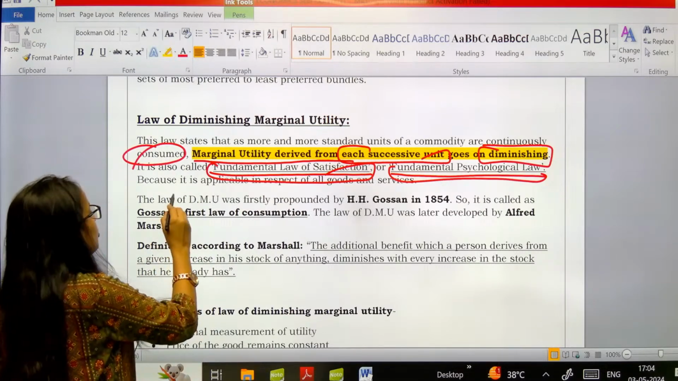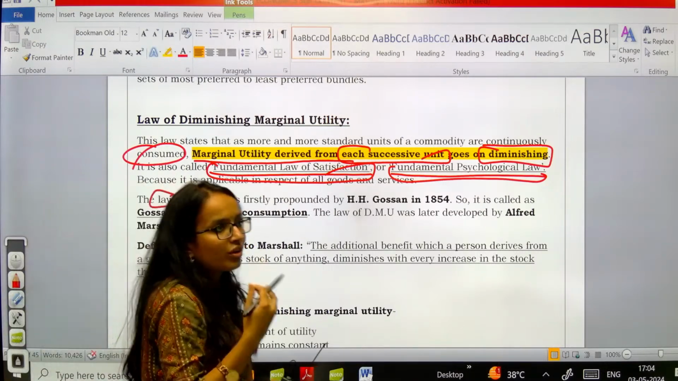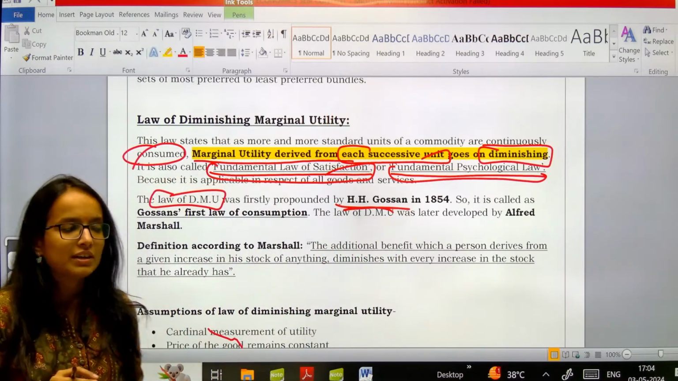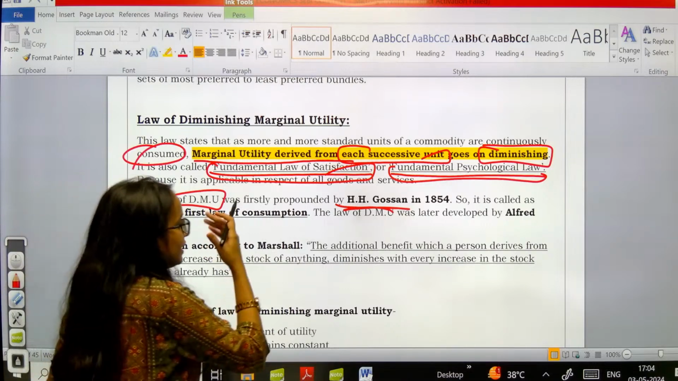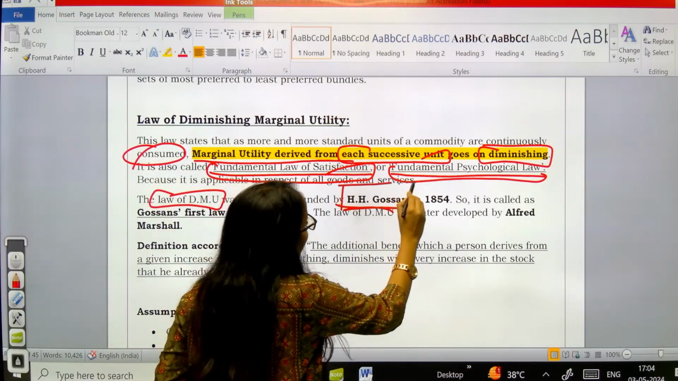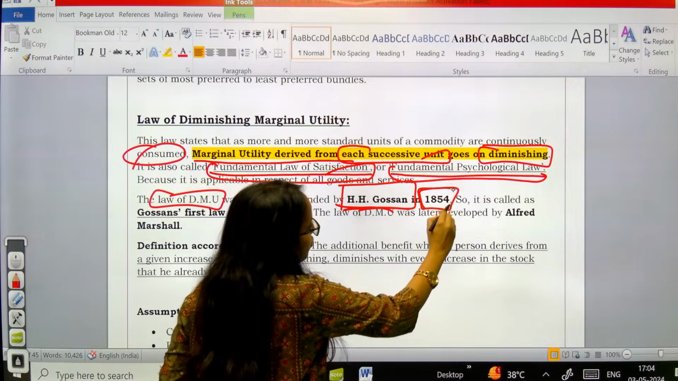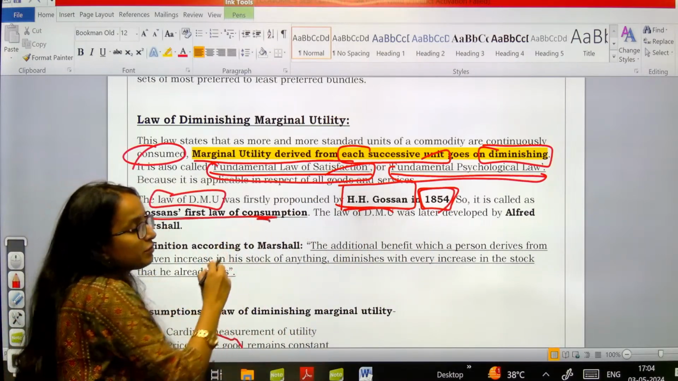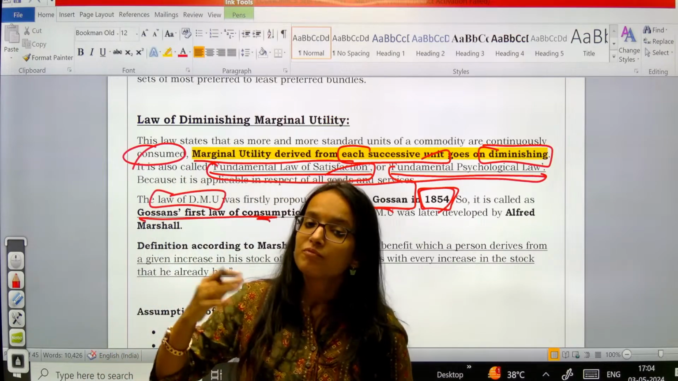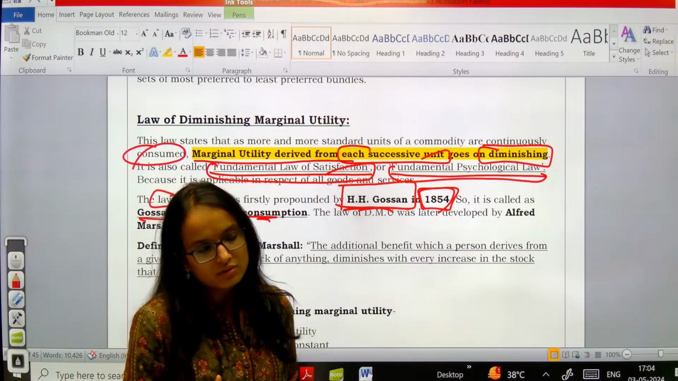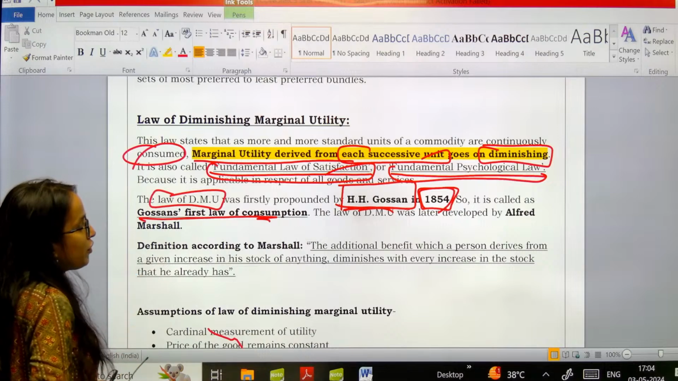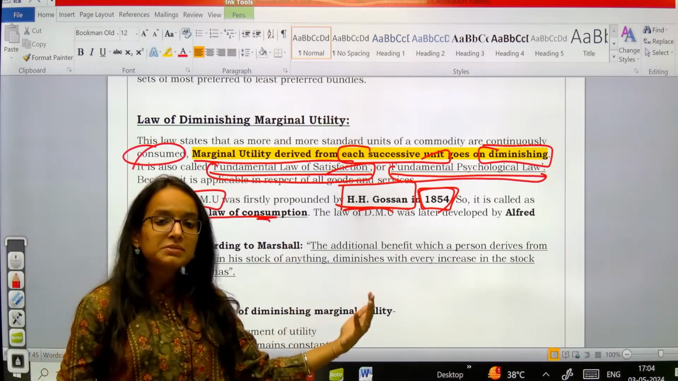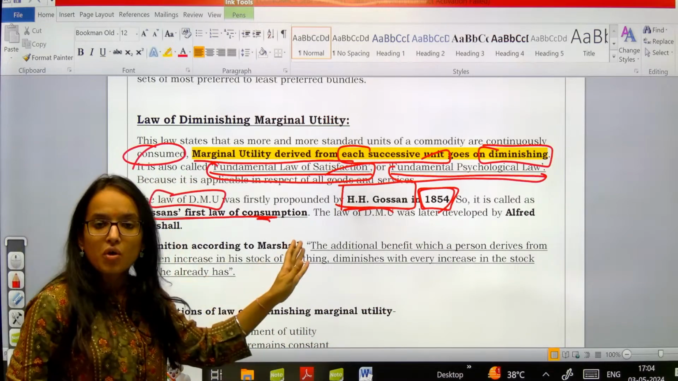So this law of diminishing marginal utility was originally propounded by H.H. Gossen in 1854. Originally this concept was developed and has its origin with H.H. Gossen in 1854. That's why it is also called Gossen's first law of consumption, but it was later popularized and further developed by Alfred Marshall. So you remember this, that this concept of diminishing marginal utility was originally developed by H.H. Gossen. That's why it is also called Gossen's first law of consumption.